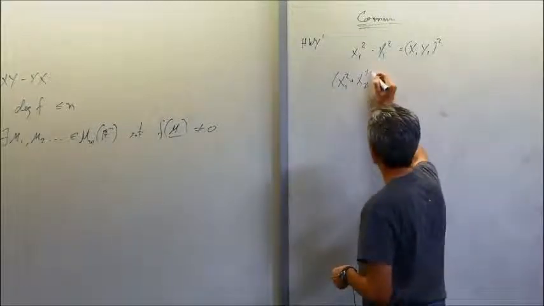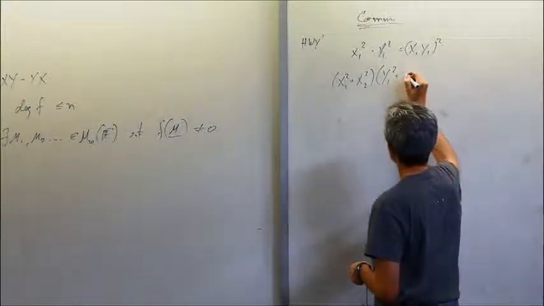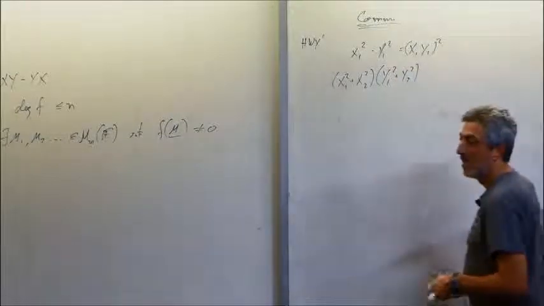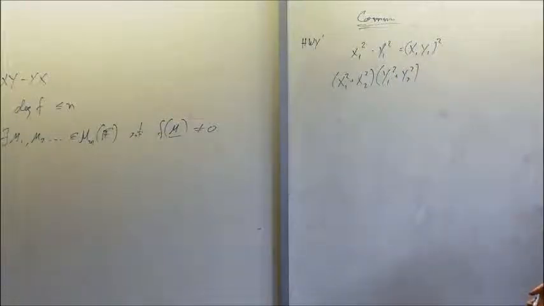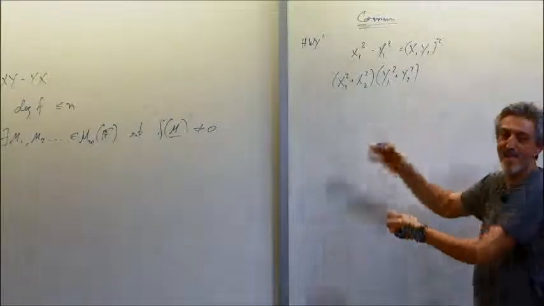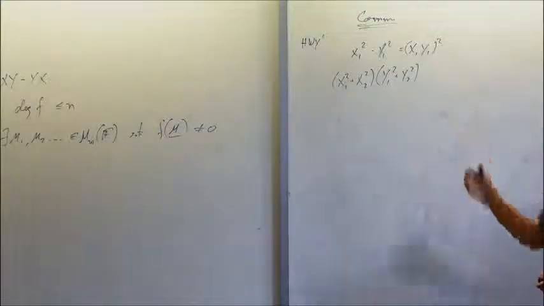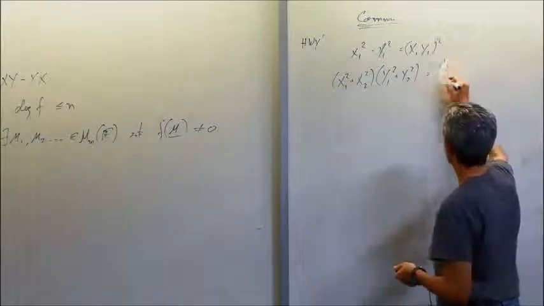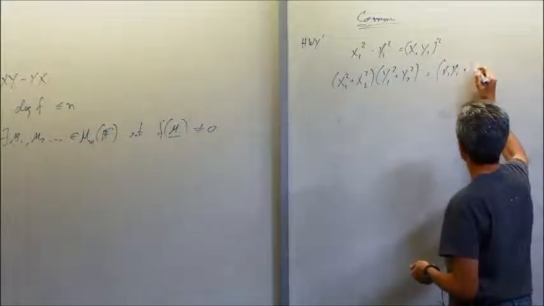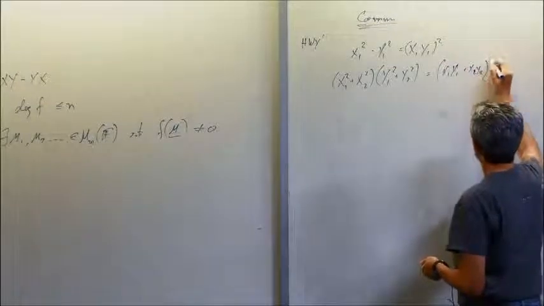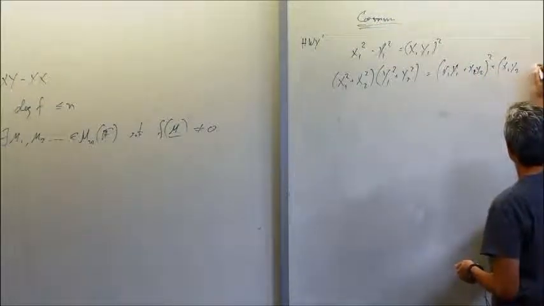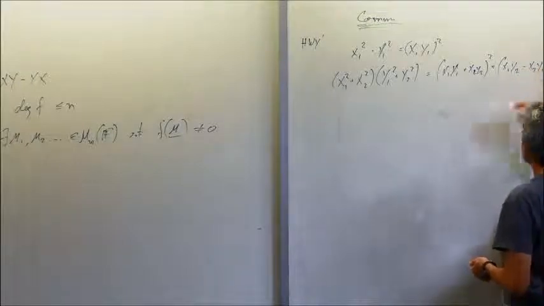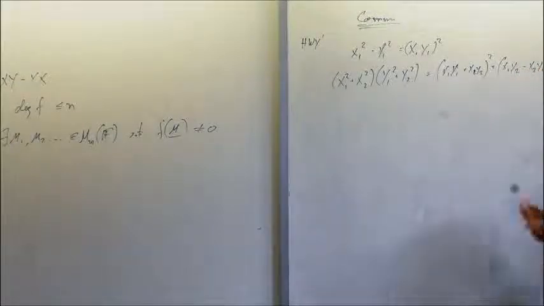x1 squared plus x2 squared times y1 squared plus y2 squared. Is it a sum of squares? Well, of course it's a sum of squares. I can open it up and it's a sum of 4 squares, but this is a sum of 2 squares. And it is because, as I'm sure you know, it equals (x1 y1 plus x2 y2) squared plus (x1 y2 minus x2 y1) squared. So it's a sum of 2 squares. This was realized very early on by many people, Fermat, but long before Fermat. So that's great. So maybe it extends.